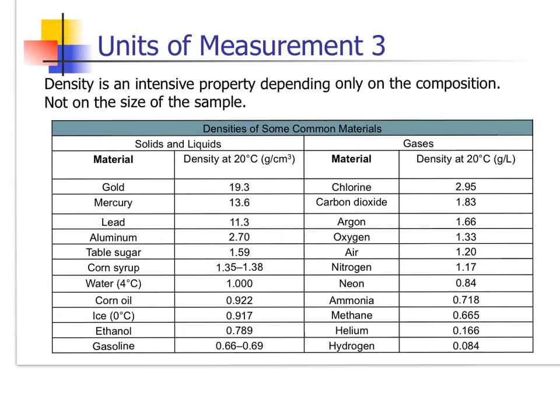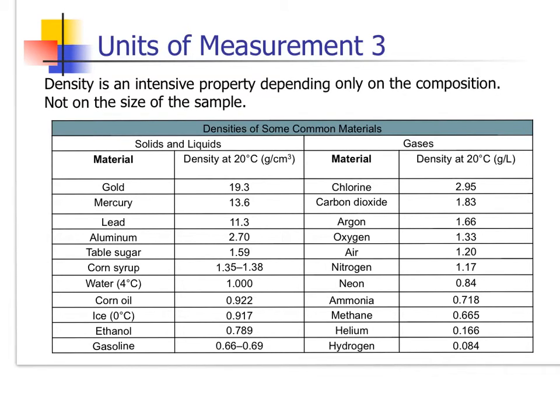Some densities that we see of common items: the density of gold is extremely dense. It is more dense than lead, and some people find that very interesting because lead is very, very dense. So is mercury. Aluminum is not as dense, and table sugar, why does it sink to the bottom? Well, it's more dense than water. If it's more dense than water, it sinks. If it's less dense than water, it floats.